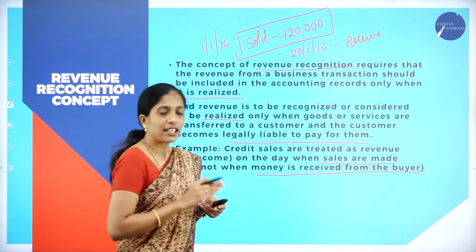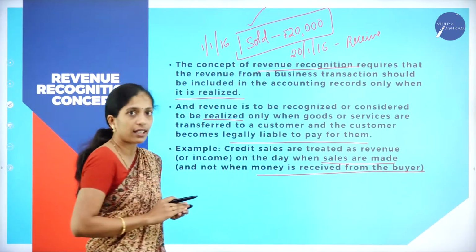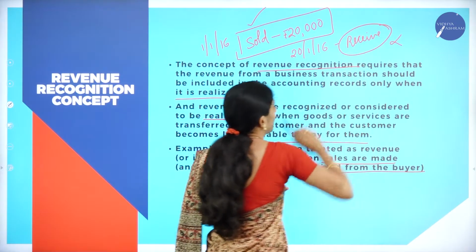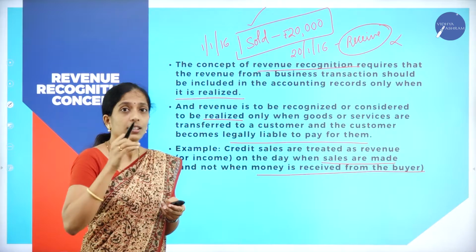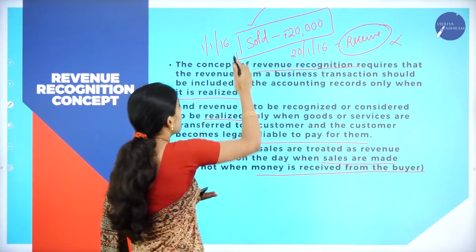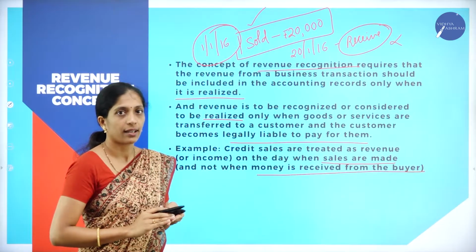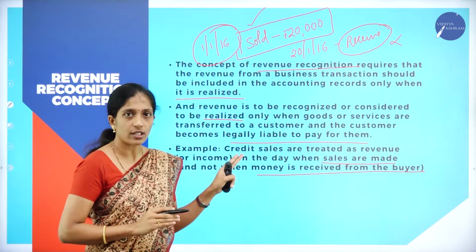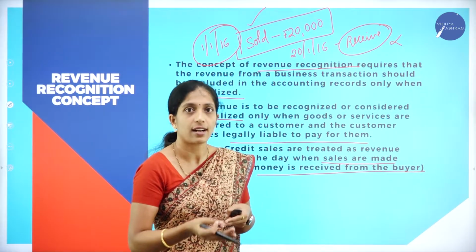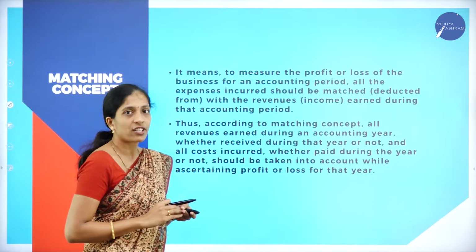So under the revenue recognition concept, we will record the transaction when it actually occurred, but not when the amount is actually received. The date on which the amount is received is not considered. We will consider the date on which the transaction actually occurred. So this is about the revenue recognition concept. We will record the transaction in the books of account when it actually occurred and not when the amount is actually received. And the next one is the matching concept.